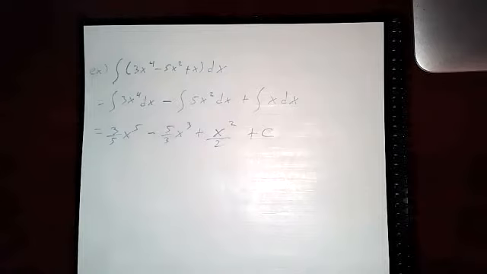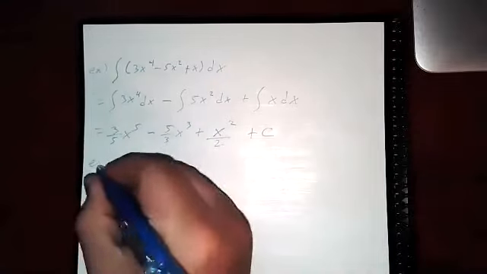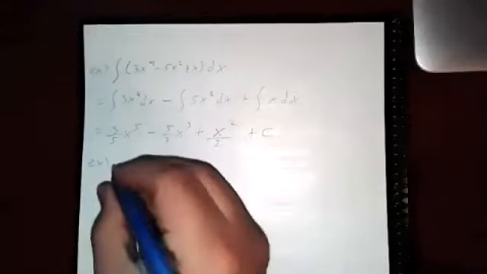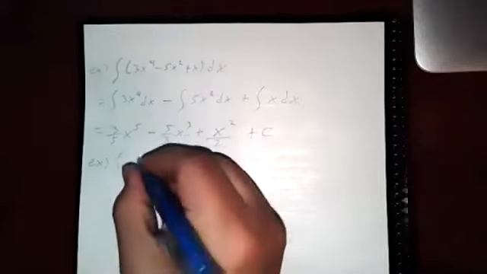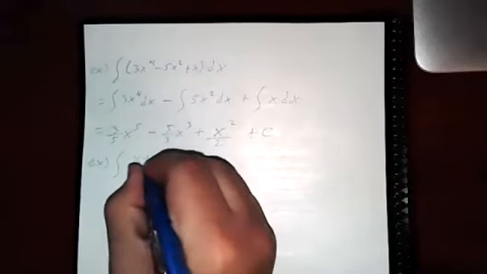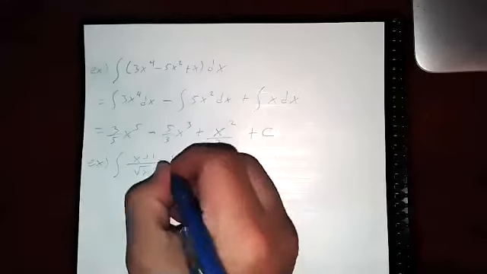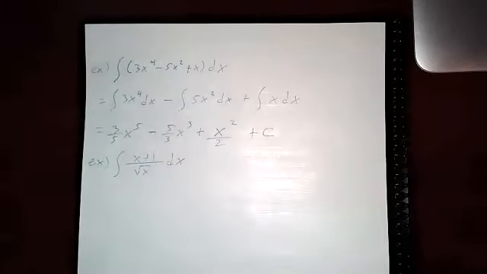Okay, let's see here. Sometimes you've got to get creative as to how to integrate. See how here all we had to do is separate it and it wasn't too bad, right? Sometimes you've got to think about it. Like, what can I do here? Let's do this weird guy here: the integral of x plus 1 over square root x. How would you integrate this?